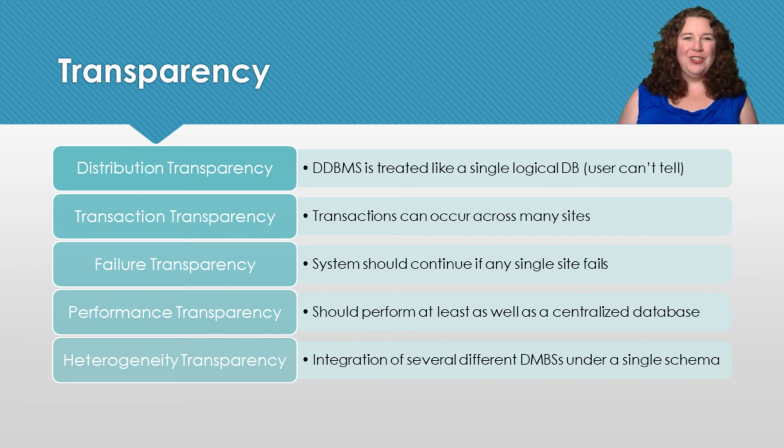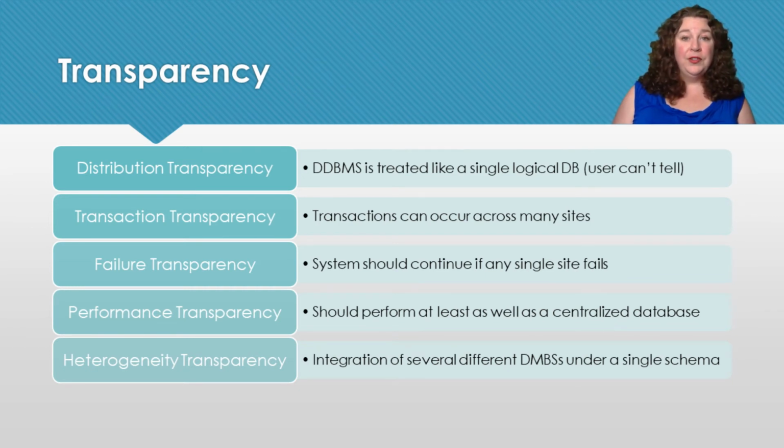So you should have kept your centralized database if that was faster. So performance transparency means that it should be faster and perform at least as well as it did before you distributed it. And then heterogeneity transparency simply means if we have multiple DBMSs, remember I said we could have Oracle and we could have SQL Server, we don't care. They're under the same schema and they work beautifully together and it's fine. So being able to have that integration between the multiple DBMSs means that whether the database is homogeneous or heterogeneous is transparent. We can't tell.